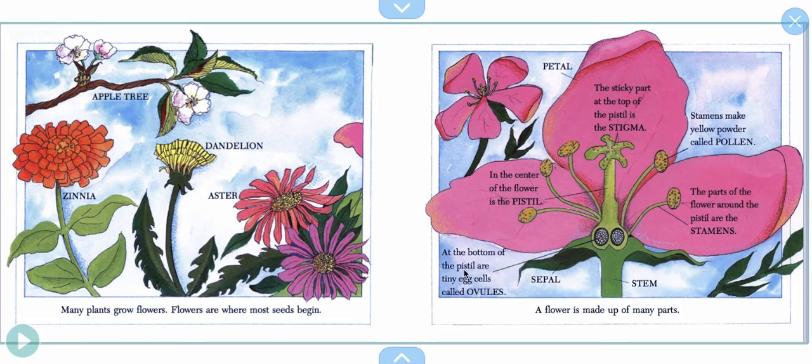In the center of the flower is the pistil. At the bottom of the pistil are the tiny egg cells called ovules. The sticky part at the top of the pistil is called the stigma. This is called the petal. The parts of the flower around the pistil are called stamens. Stamens make yellow powder called pollen.